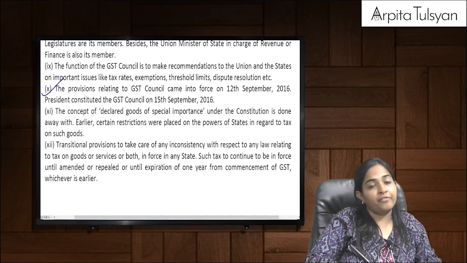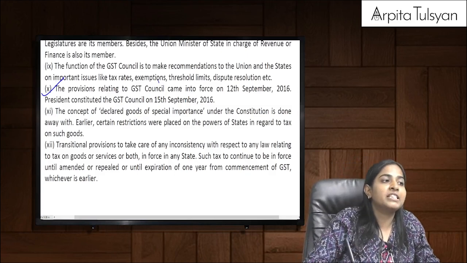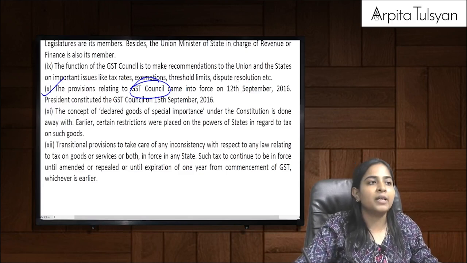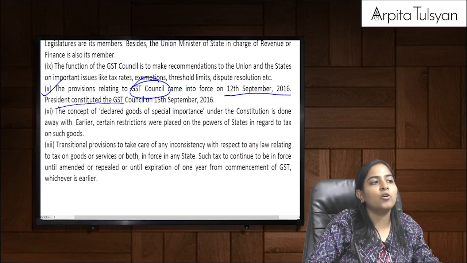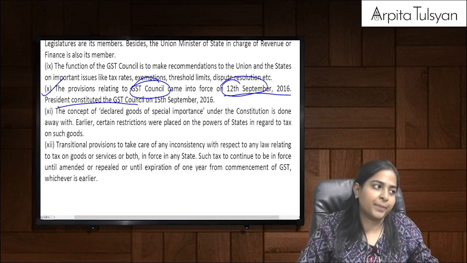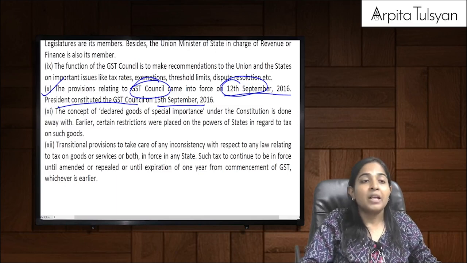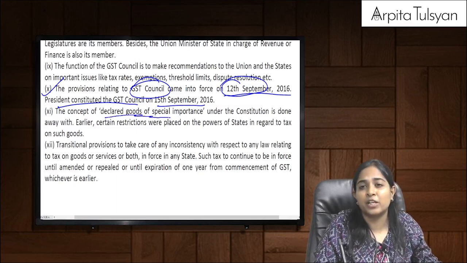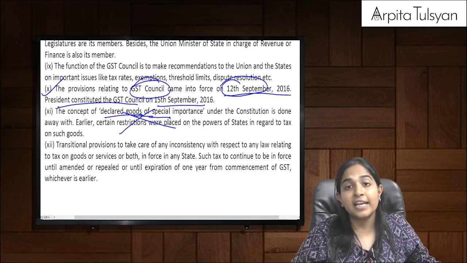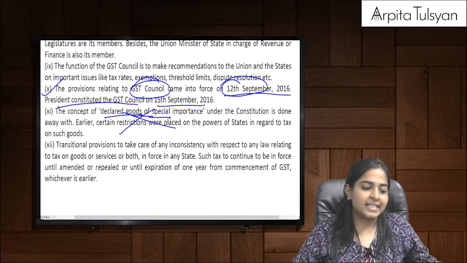We know that GST became effective from 1st July 2017, and Jammu and Kashmir from 8th July 2017. What about the GST Council? The provisions relating to that came into force on 12th September 2016. The draft of it was ready on 12th September, but it was finally constituted with all the members on 15th September 2016. Earlier, some goods were called declared goods of special importance. That has been removed from GST. Here only special category states have been notified. No goods have been specifically notified. Are you clear with this? So these are some important points.